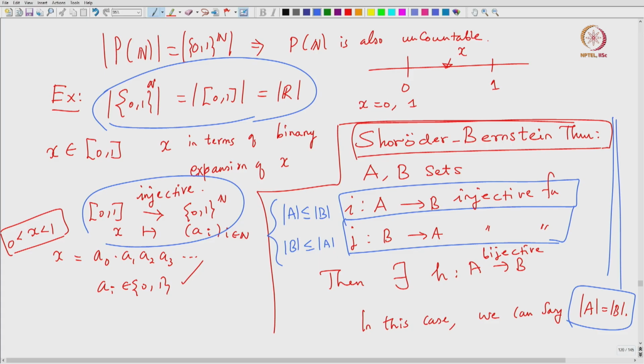Okay, so I will prove this theorem in the next class. This requires a little bit of preparation, which is not very hard. The abstract ideas, if you are seeing them for the first time, you may find difficult, but the ideas are not very hard. One can use a little bit of fixed point theory to prove this Schroder-Bernstein theorem.